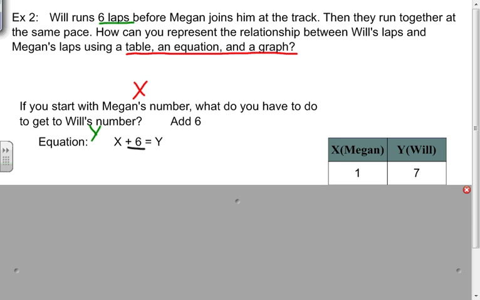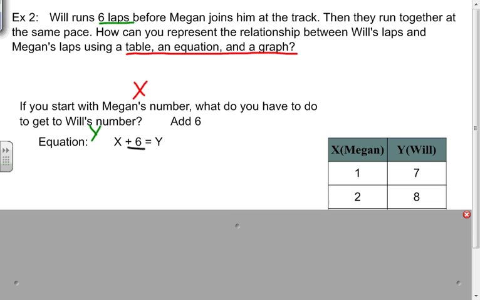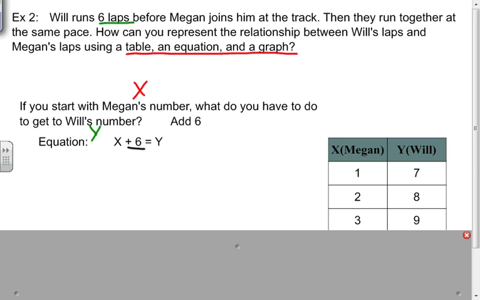So if Megan has done 1 lap, remember, Will did 6 before she ever got there. So Will has done 7. If Megan does 2 laps, that means Will has done 8 because he started 6 ahead. Megan does 3, that means Will has done 9. You see how both of the values are changing?